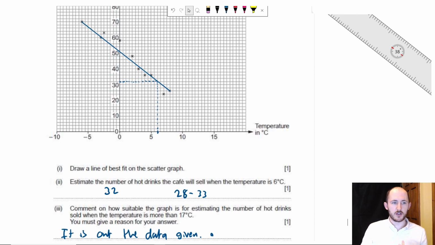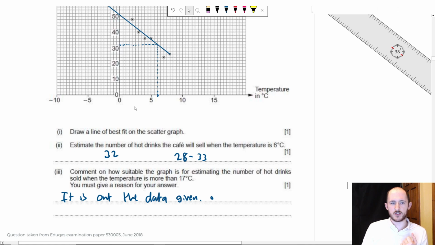However, some other things you could have said is it gives a negative number of drinks if you continued the line. You could say there isn't much data, so it's not very accurate. Can't be sure of the pattern. Other things might influence it. Or it's outside the data range. So any sensible suggestion. I hope that makes sense.